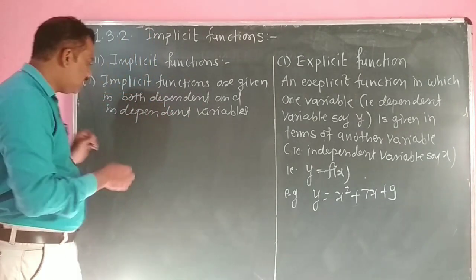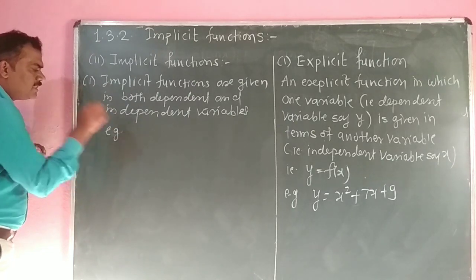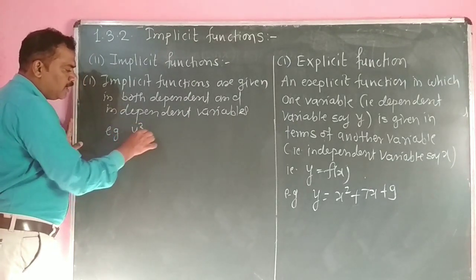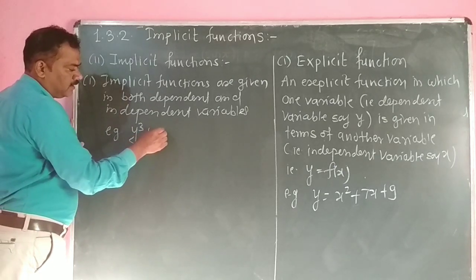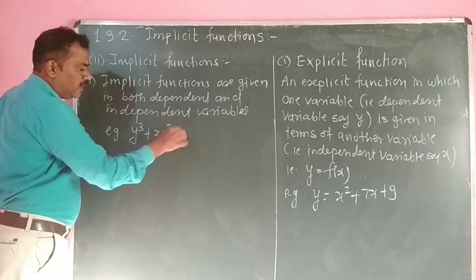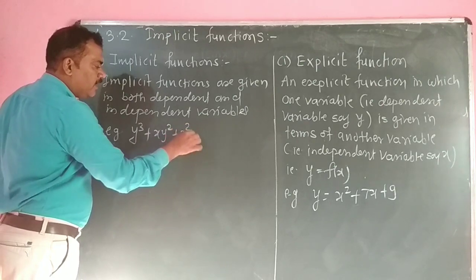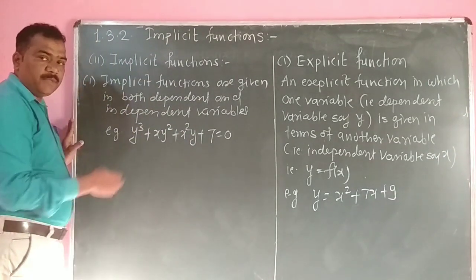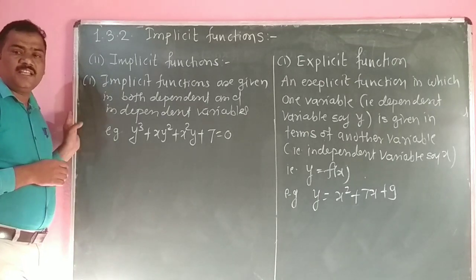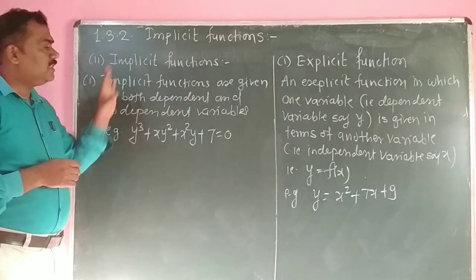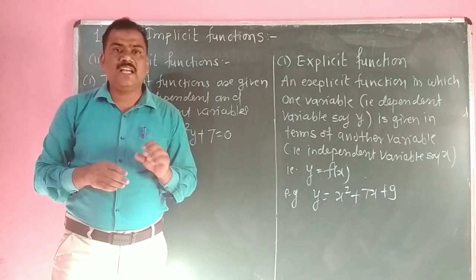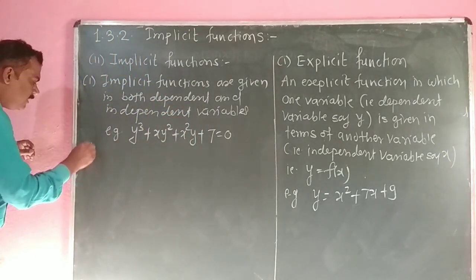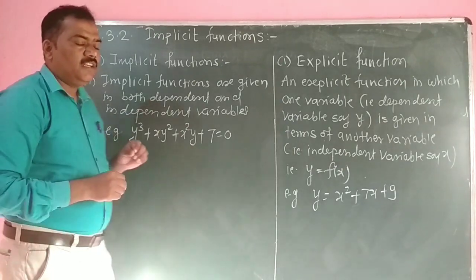If you consider an example, suppose y cube plus x into y square plus x square into y plus 7 is equal to 0. Here there is a mixing of the dependent variable and the independent variable, so this type of function is called an implicit function.